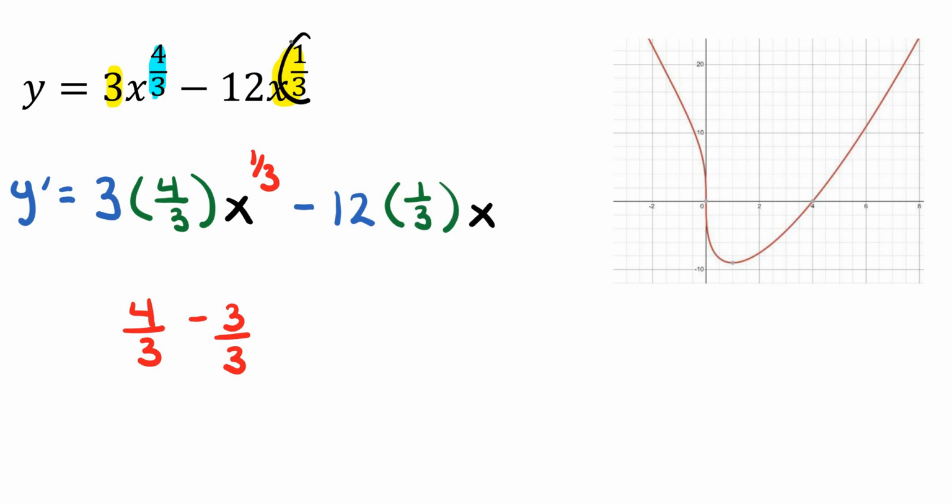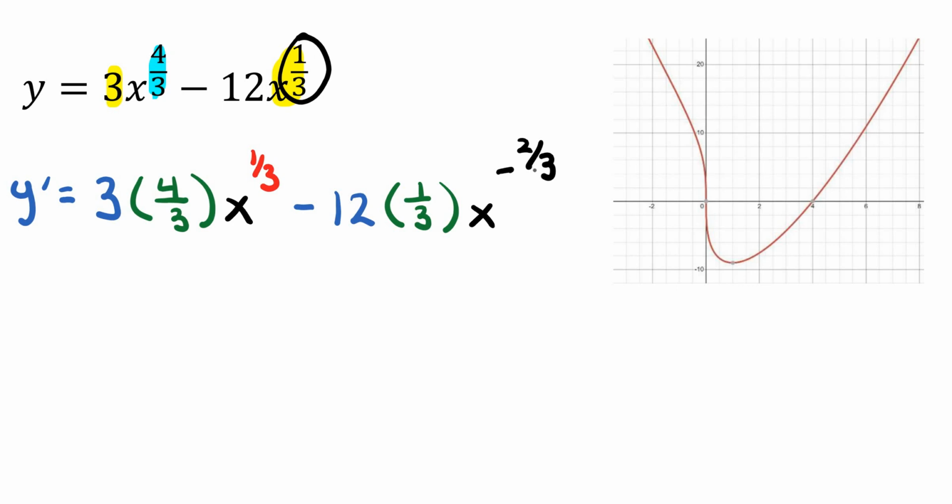And then I have the 1/3 minus 1. So that's the same thing as 1/3 minus 3/3. Which is going to be x to the power of negative 2/3. Okay, so that 3 is not very clear, so negative 2/3 there.